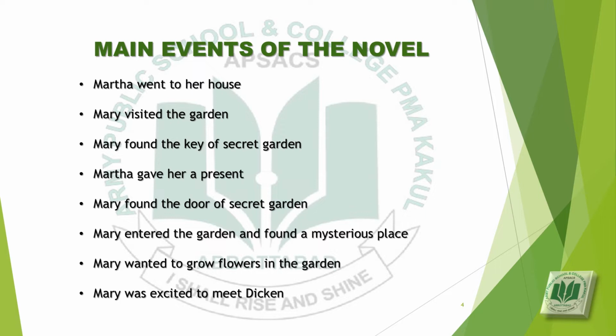It was such a mysterious place. Next day she said to Martha that she wanted to grow flowers in the garden, and for this she needed some garden tools. Martha told her that her brother would bring these things. When she heard that, she was happy because she wanted to meet Dickon.